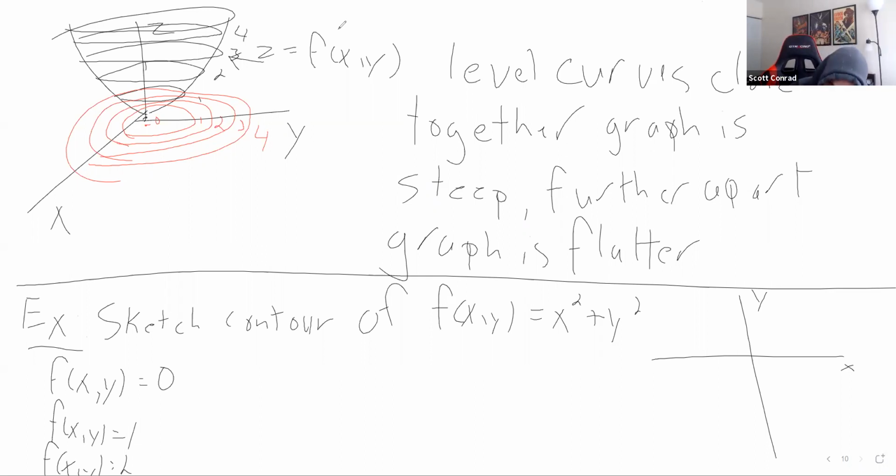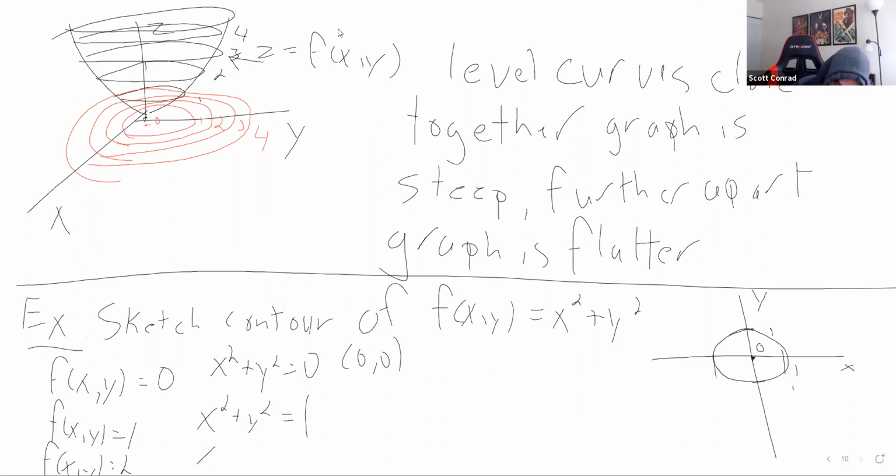So f of x, y equals 0, we're looking at the set of points satisfying x squared plus y squared equals 0. What is this set of points? Just the origin, right? Only 0, 0 satisfies that. So the level curve f of x, y equals 0 is only the origin. It's a point. So f of x, y equals 1. So we're looking at the set of points satisfying x squared plus y squared equals 1. That is, of course, a circle centered at the origin of radius 1. So that level curve is going to be the circle x squared plus y squared equals 1.